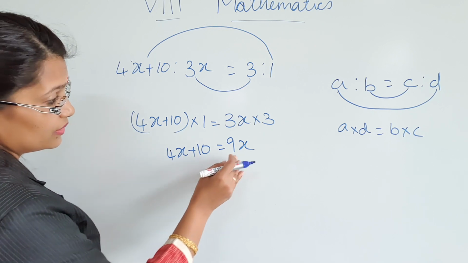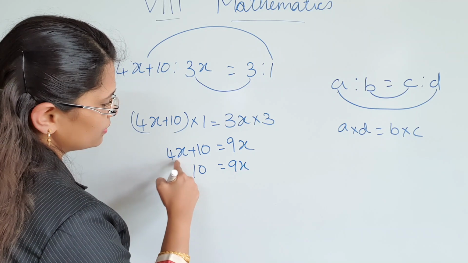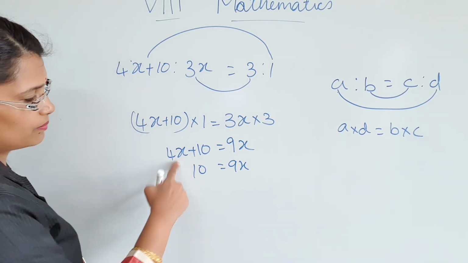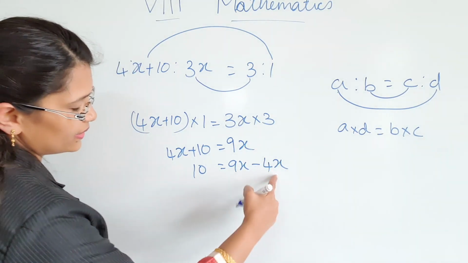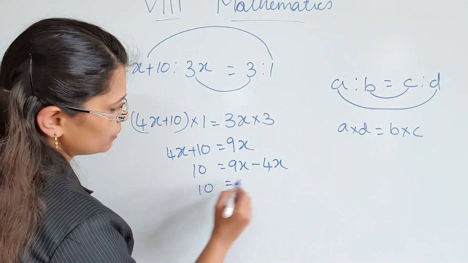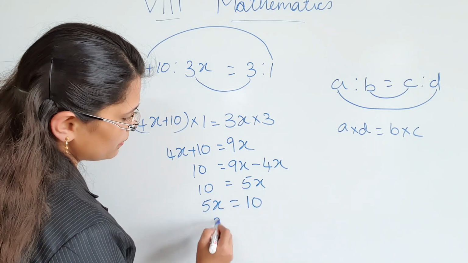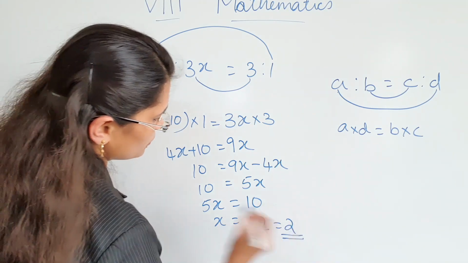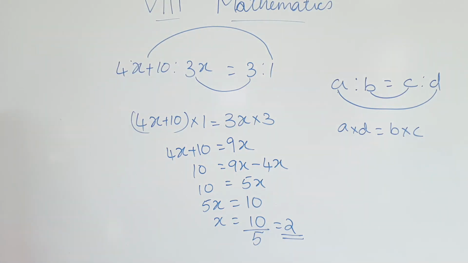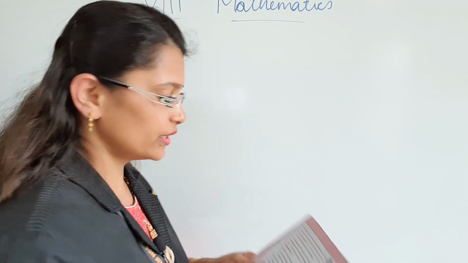Okay. Then take x terms together. So, here 9x, this positive 4x becomes minus 4x. So, 9x minus 4x is equal to 5x. 10 is equal to 5x, or you can write 5x equal to 10. X is equal to 10 by 5 is equal to 2. Okay. X is equal to 2. Then what is the question, children? How many liters of acid and water does the liquid contain?